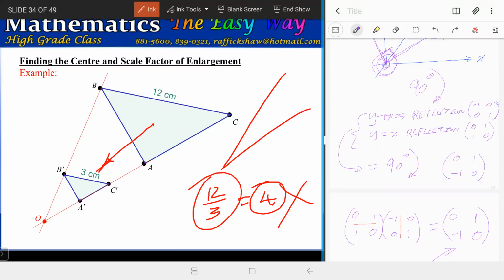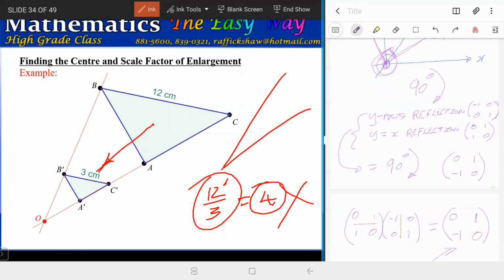That's why I'm saying you have to have these preconditioned things in your head. Thing gets smaller, scale factor is a fraction. My answer has to be a fraction. It can't be a number greater than 1. Have these things in your mind, so you're helping yourself along the way. Don't just get an answer and write it down when it doesn't make sense. So I know that to be wrong. It can't be 4. It has to be a fraction.